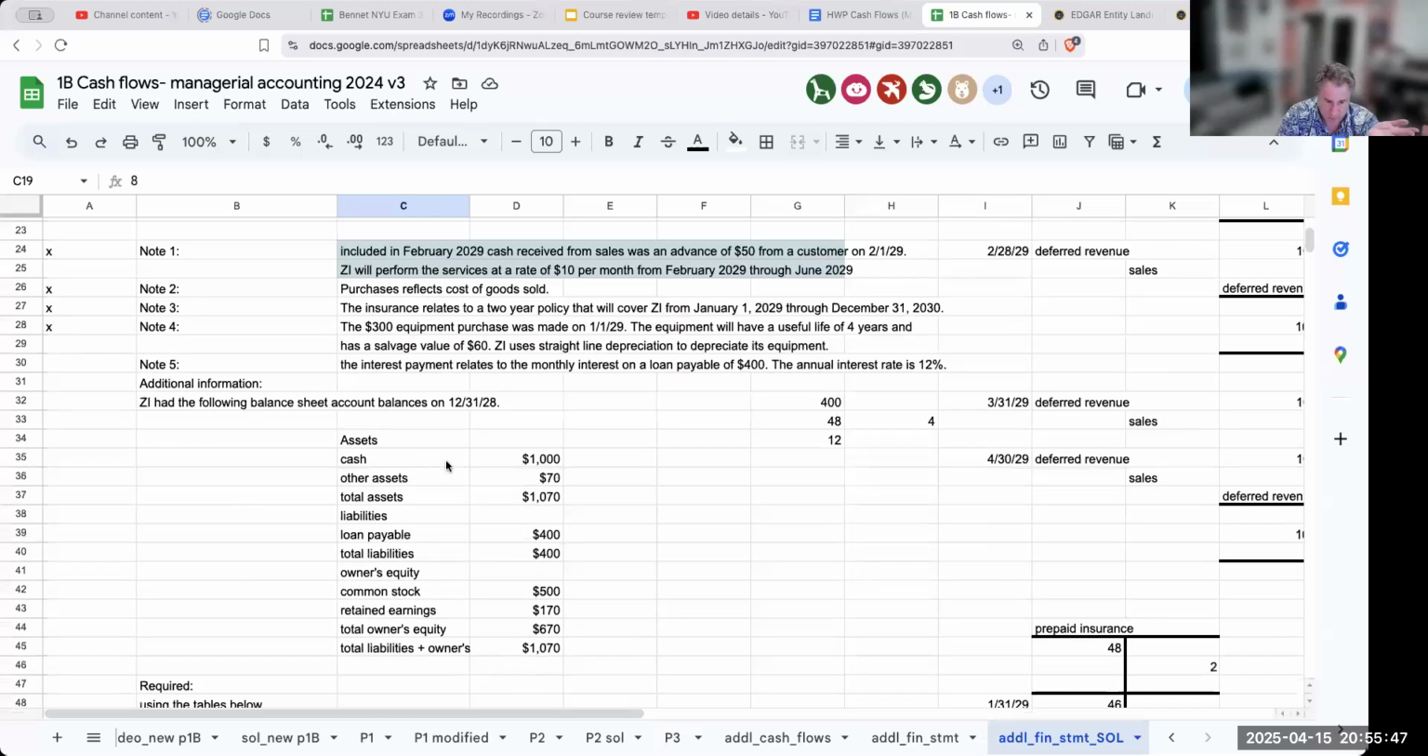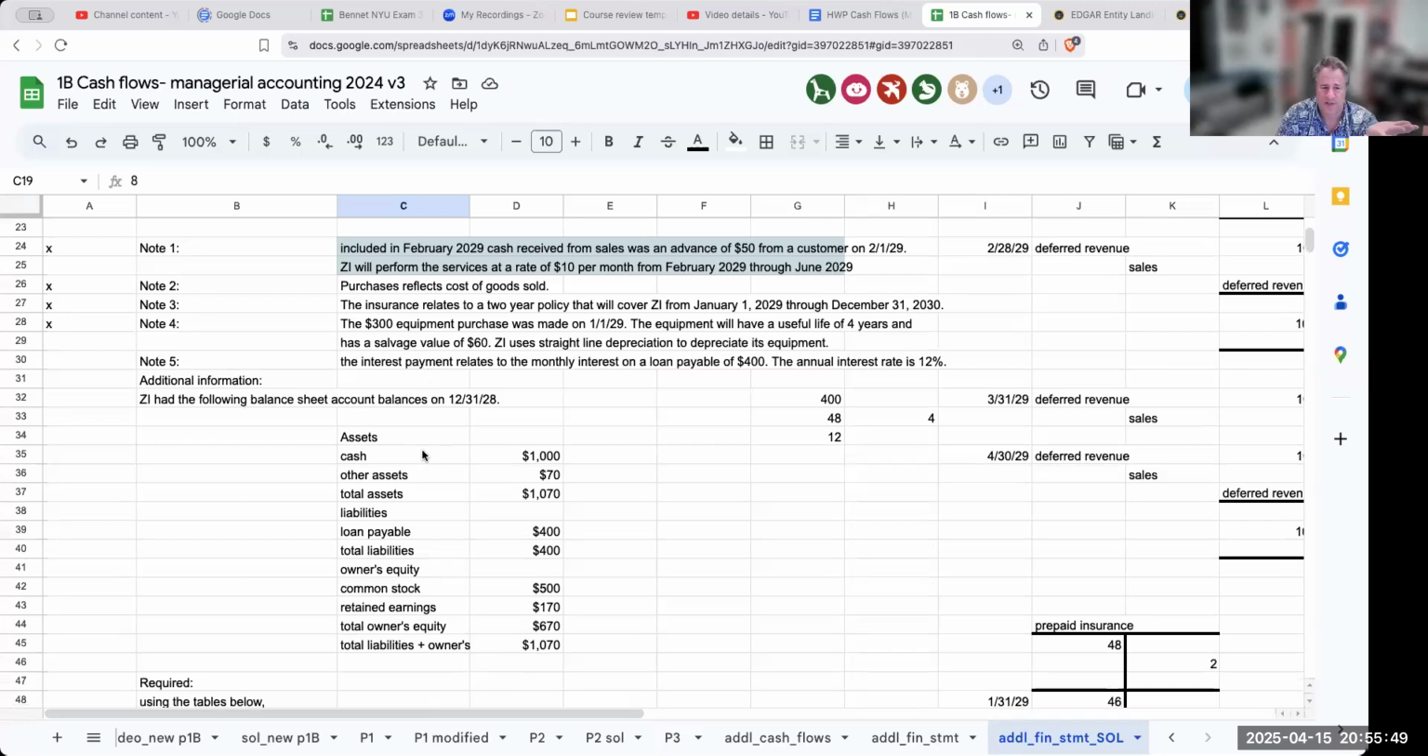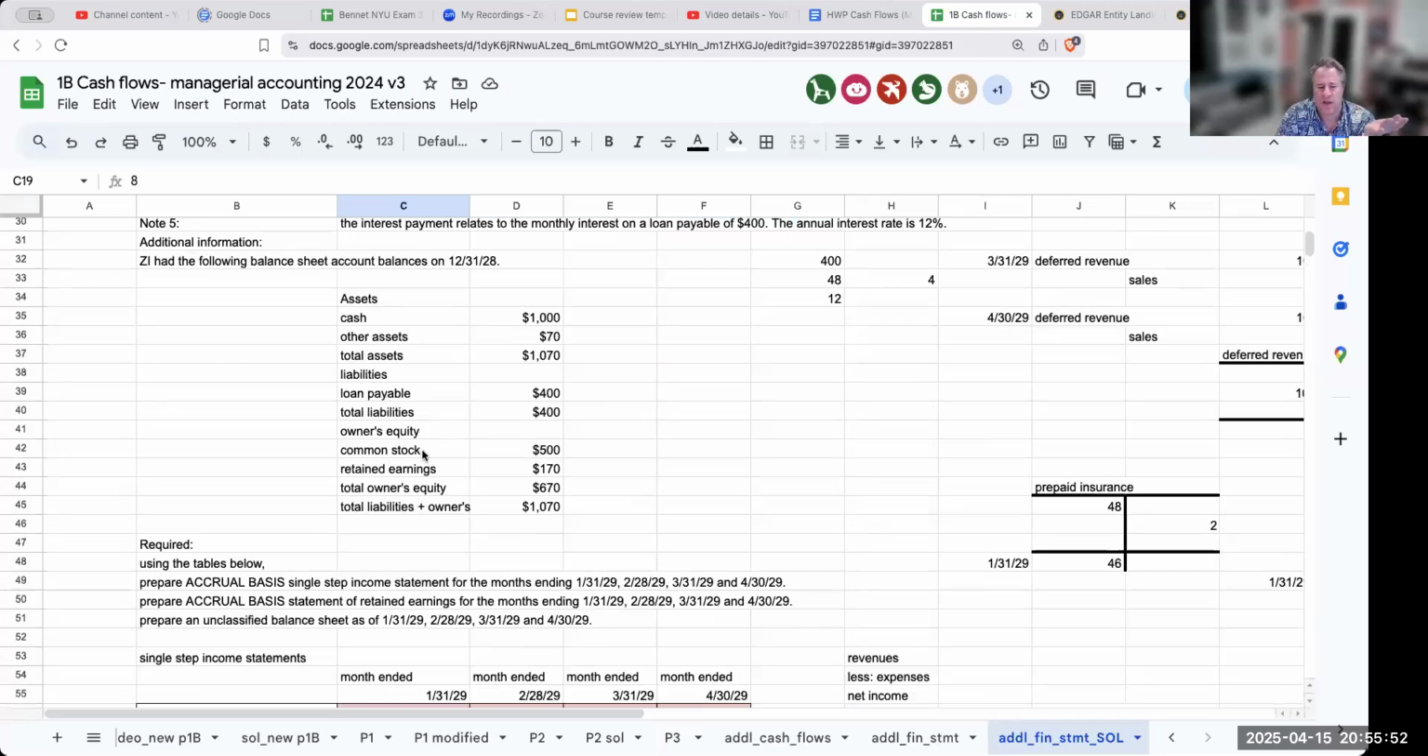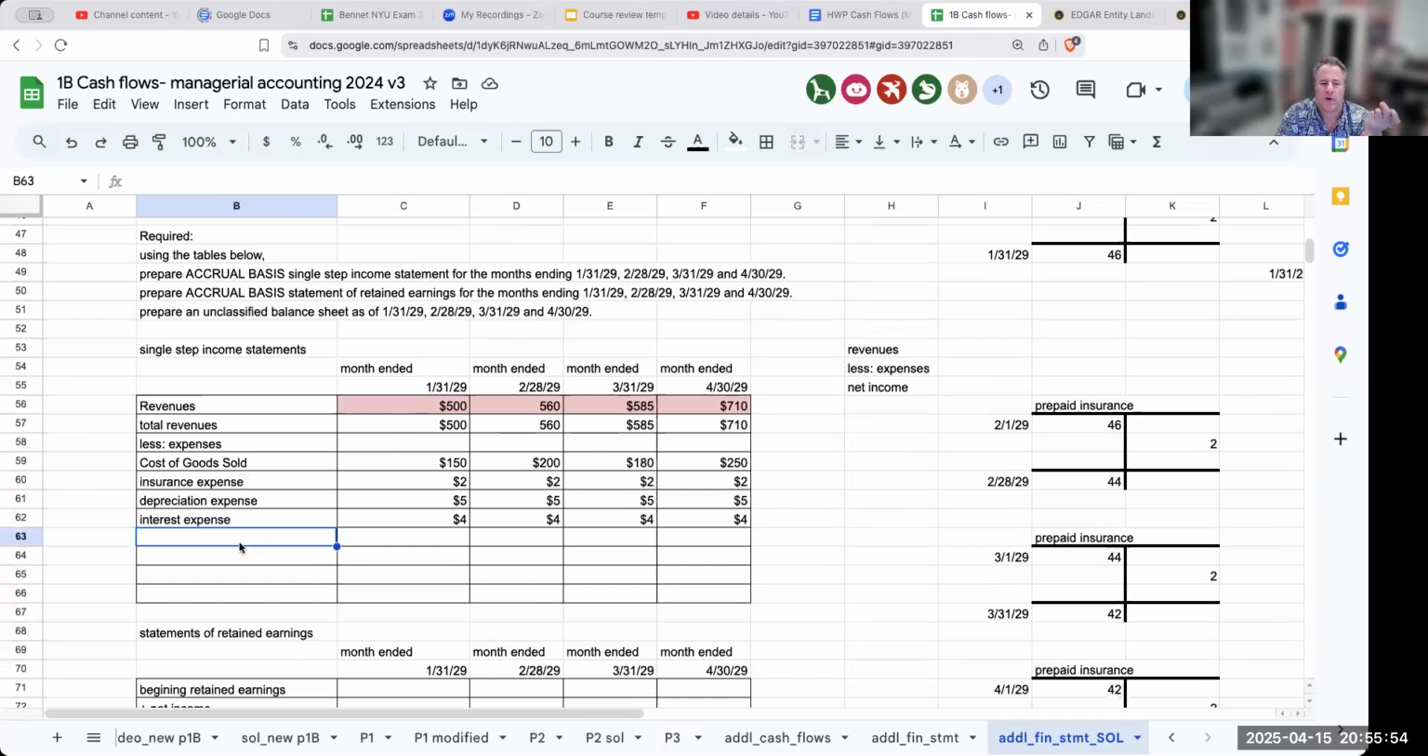Right. I also wanted to take a look really quickly: is there anything else on the balance sheet that might be of relevance? Really, no. So now I'm ready to complete the rest of my income statement. So my total expenses are going to be the interest plus the depreciation plus the insurance plus the cost of goods sold. Over here, it's going to be 200 plus 2 plus 5 plus 4, 191, 180 plus 2 plus 5 plus 4, 261, 250, 2, 5, and 4 is 261.